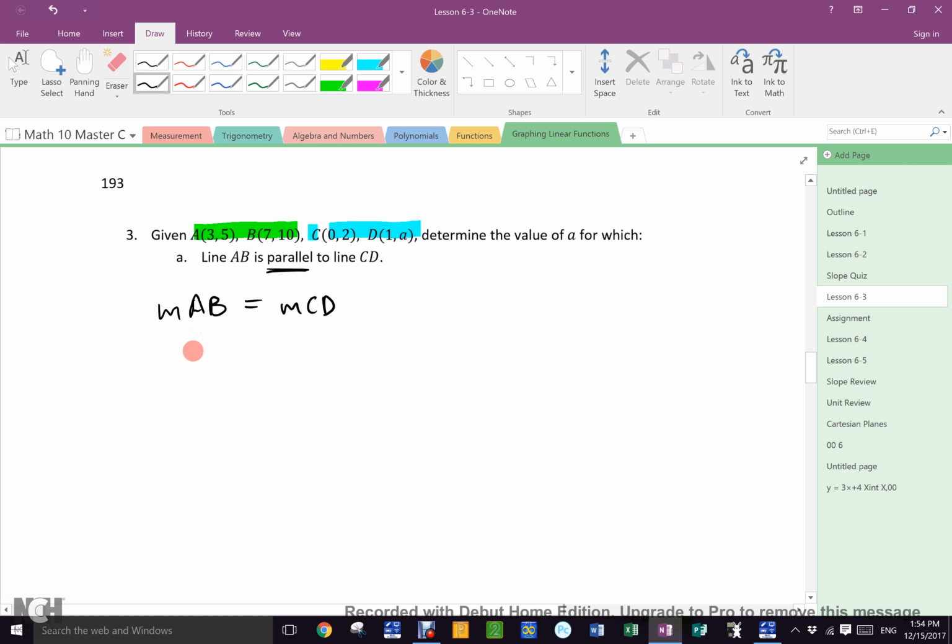What is it? What's the slope of AB? You want to do 5 minus 10 over what then? 3 minus 7. Now do CD. What's CD?